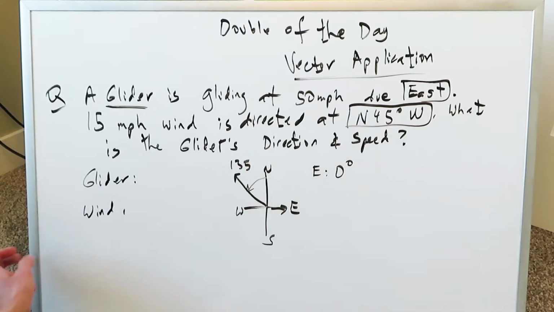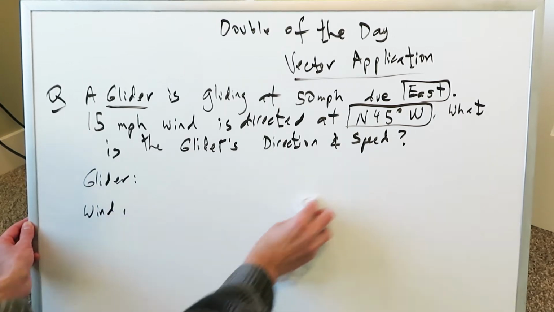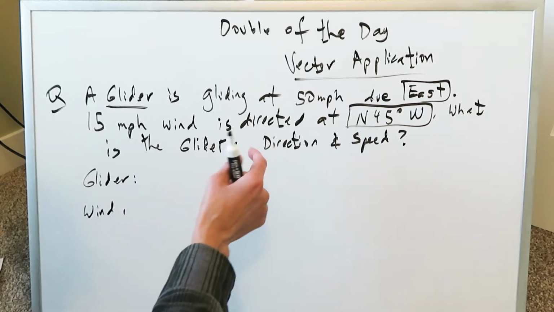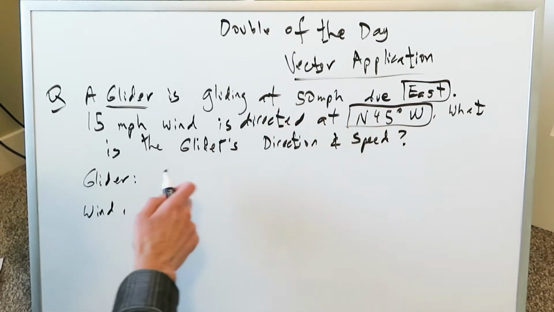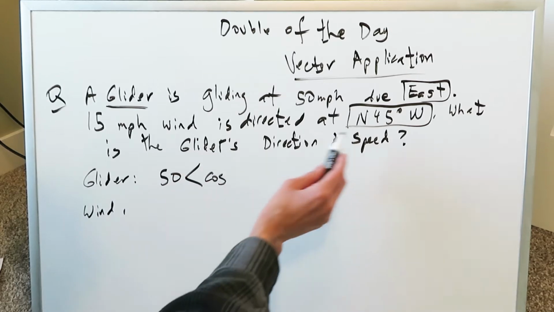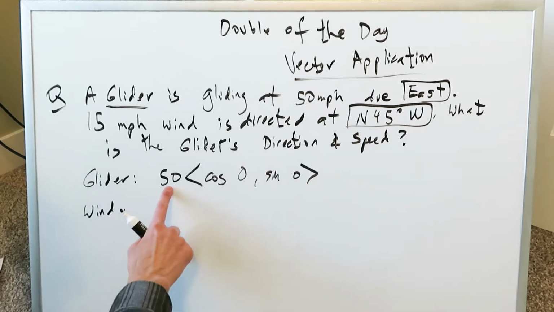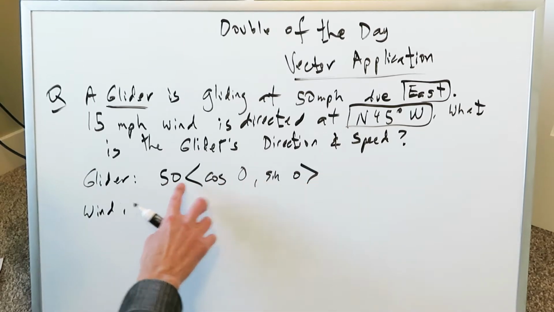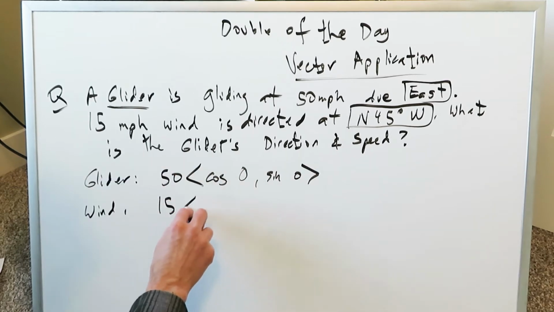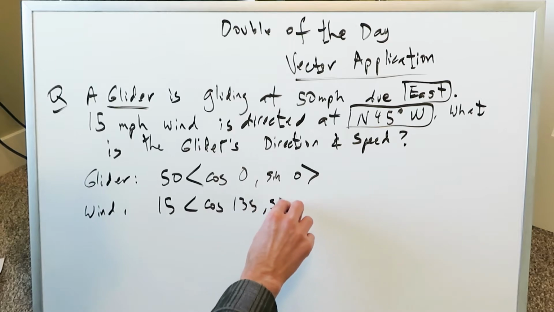We basically have everything we need to actually do this question. The glider can represent the u vector, and the wind can represent the v vector. The glider has a magnitude; the magnitude here, instead of length, is speed. The glider has a speed of 50, that's the magnitude, and we know its angle is east, 0 degrees: cosine 0 degrees and sine 0 degrees. That's the component form of the glider, the magnitude and the direction. For the wind we know the magnitude is 15, and we have the direction cosine 135 and sine 135.